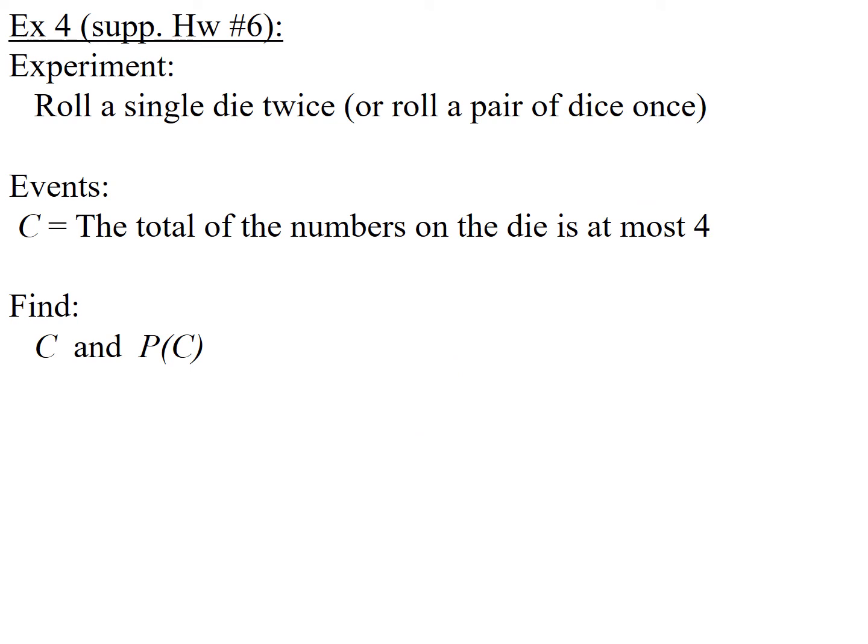Okay, so another event. The total of the numbers on the die is at most 4. At most means 4 or less. So we have to write down all the outcomes where the total is 4 or less. Okay, total 4. Here's one way. Here's another way. And here's another way. And I think these are all the ways where the total is 4.